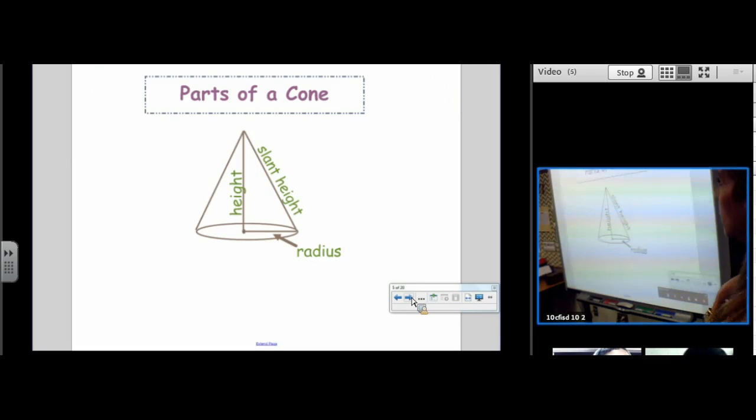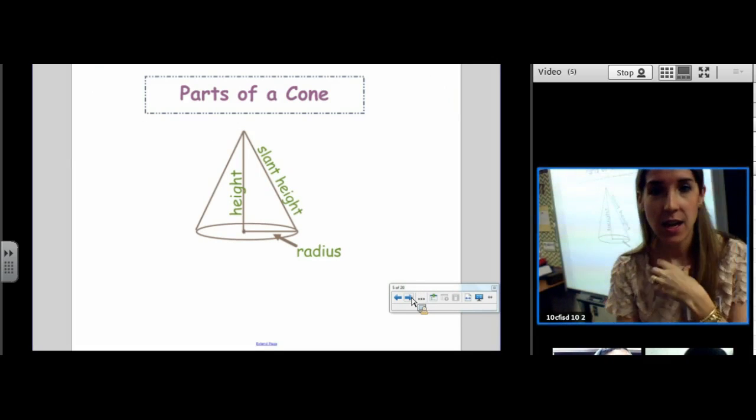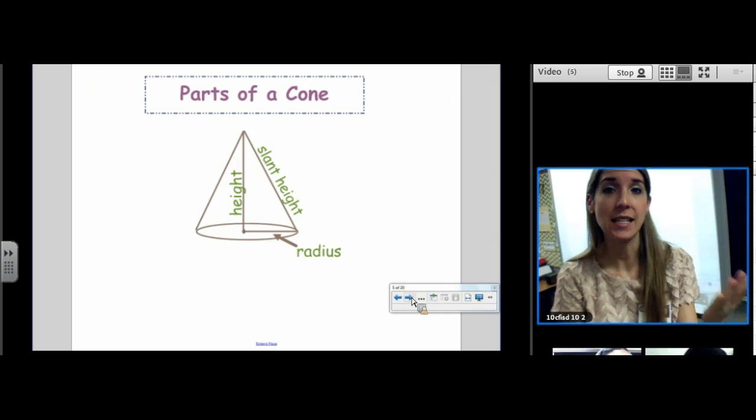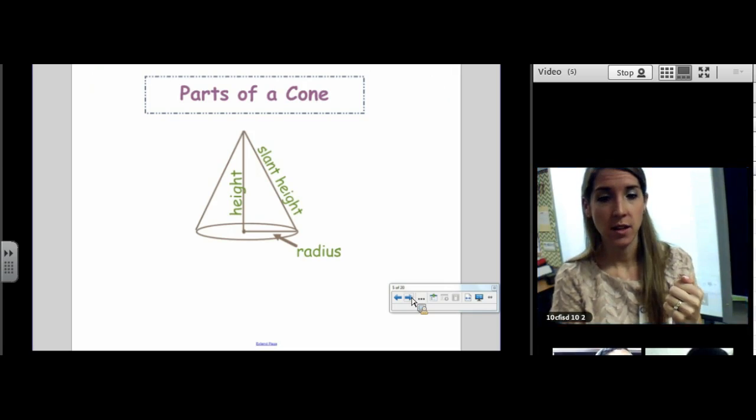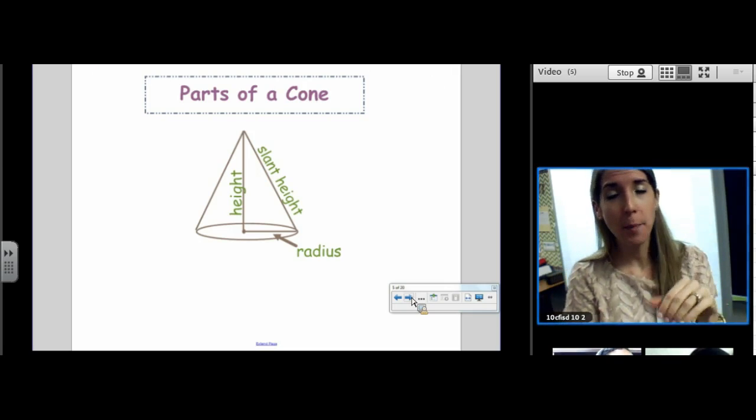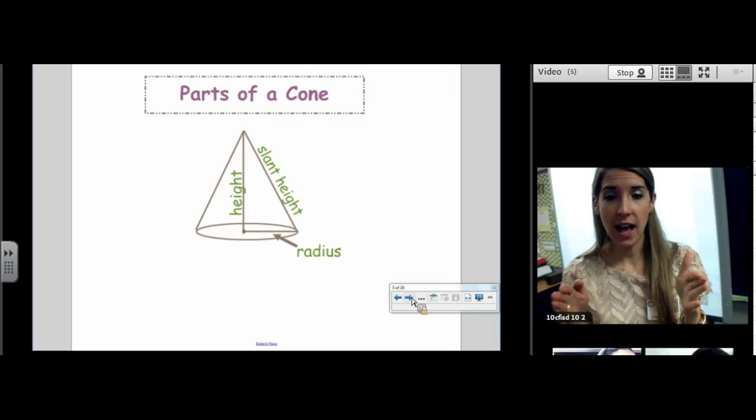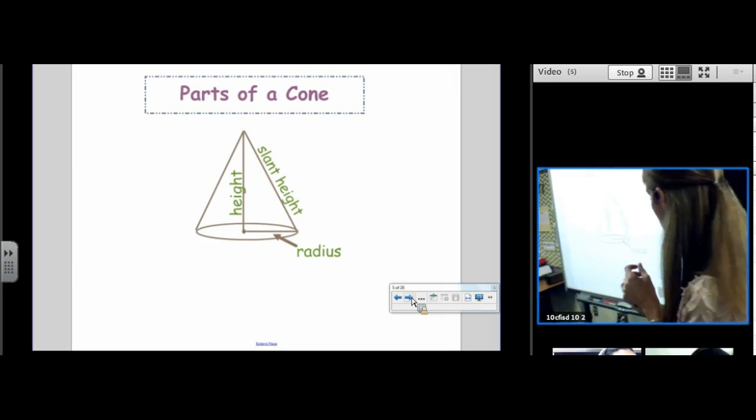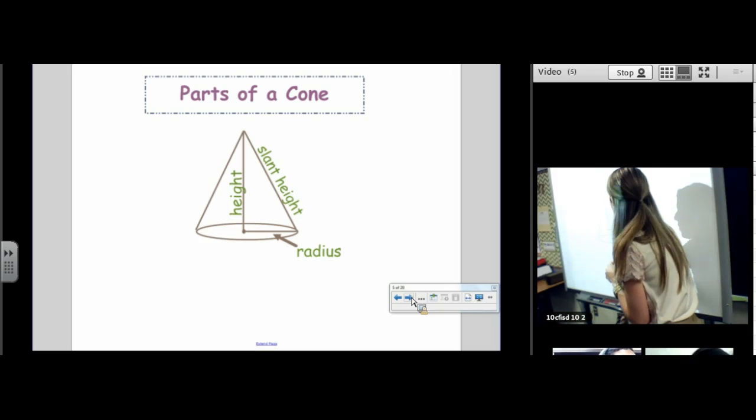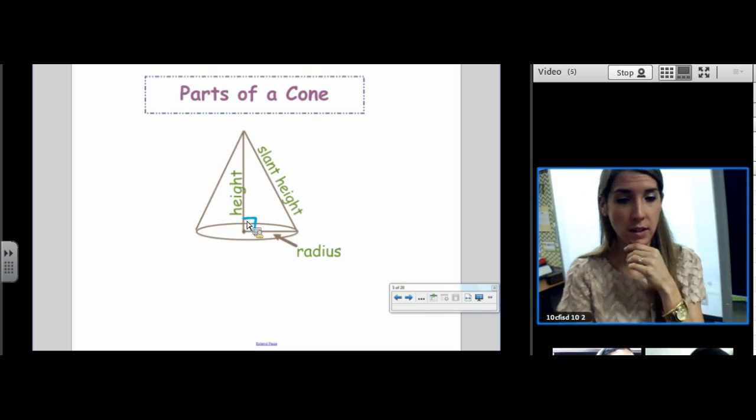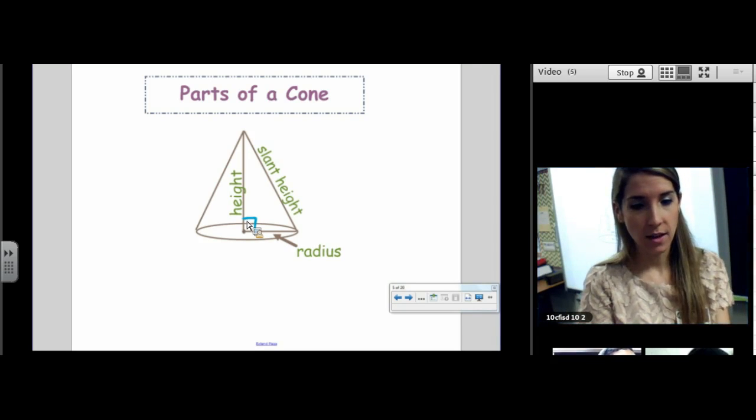Okay, so parts of a cone, just like a pyramid, it's going to have two different values for a height. It's going to have a height and it's going to have a slant height. This one's a little bit less complicated because there's no apothem involved. So the height, the slant height, and the radius, obviously, form a right triangle. So that is a fact. That is a right triangle, and we will use the Pythagorean theorem to find the missing sides.